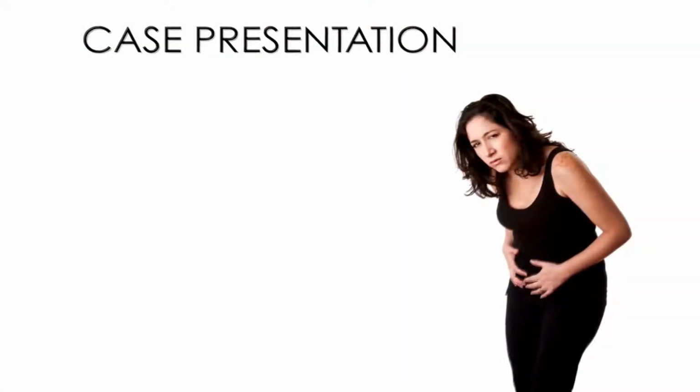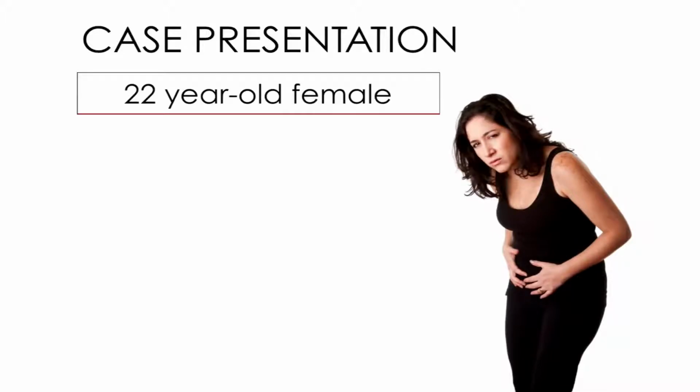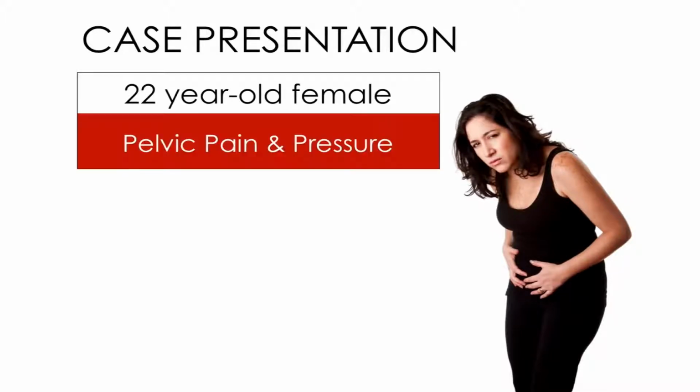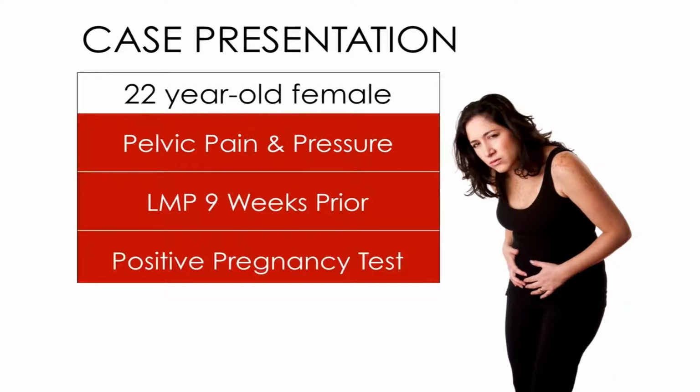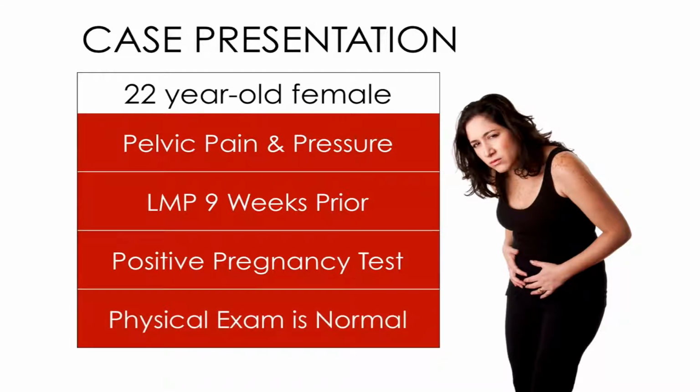Let's start this module with a case. A 22-year-old female presents to the emergency department for pelvic pain and pressure. Her last menstrual period was 9 weeks prior, and her urine pregnancy test is positive. Her physical exam is unremarkable. There's only a mild amount of tenderness on palpation over the symphysis pubis, and there are no peritoneal signs. She has no vaginal bleeding or discharge.